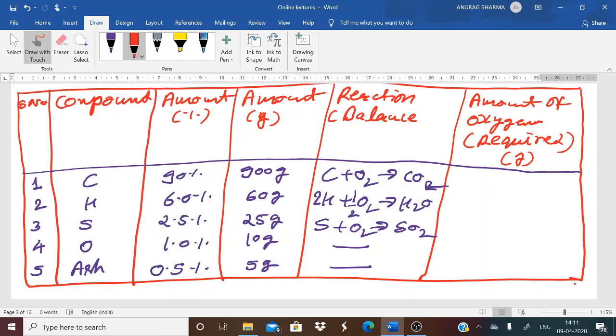So according to the mole concept, here is carbon, so we can say that 12 gram of carbon reacts with 32 gram of oxygen. Because 12 gram of carbon can react with 32 gram of oxygen, and we have 900 gram of carbon, how much oxygen is required? We can calculate like this, and the answer will be 2400 gram.